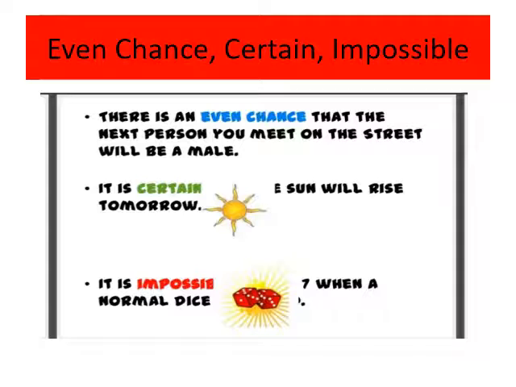Children, even chance, as I have already told you, is 50-50. So there is an even chance that the next person you will meet on the street will be a male or a female. Certain. No one can change it. It is certain that the sun will rise tomorrow. Impossible. It is impossible to get 7 when a normal dice is thrown. Children, I hope that you have understood these chances: even chance, certain, impossible.